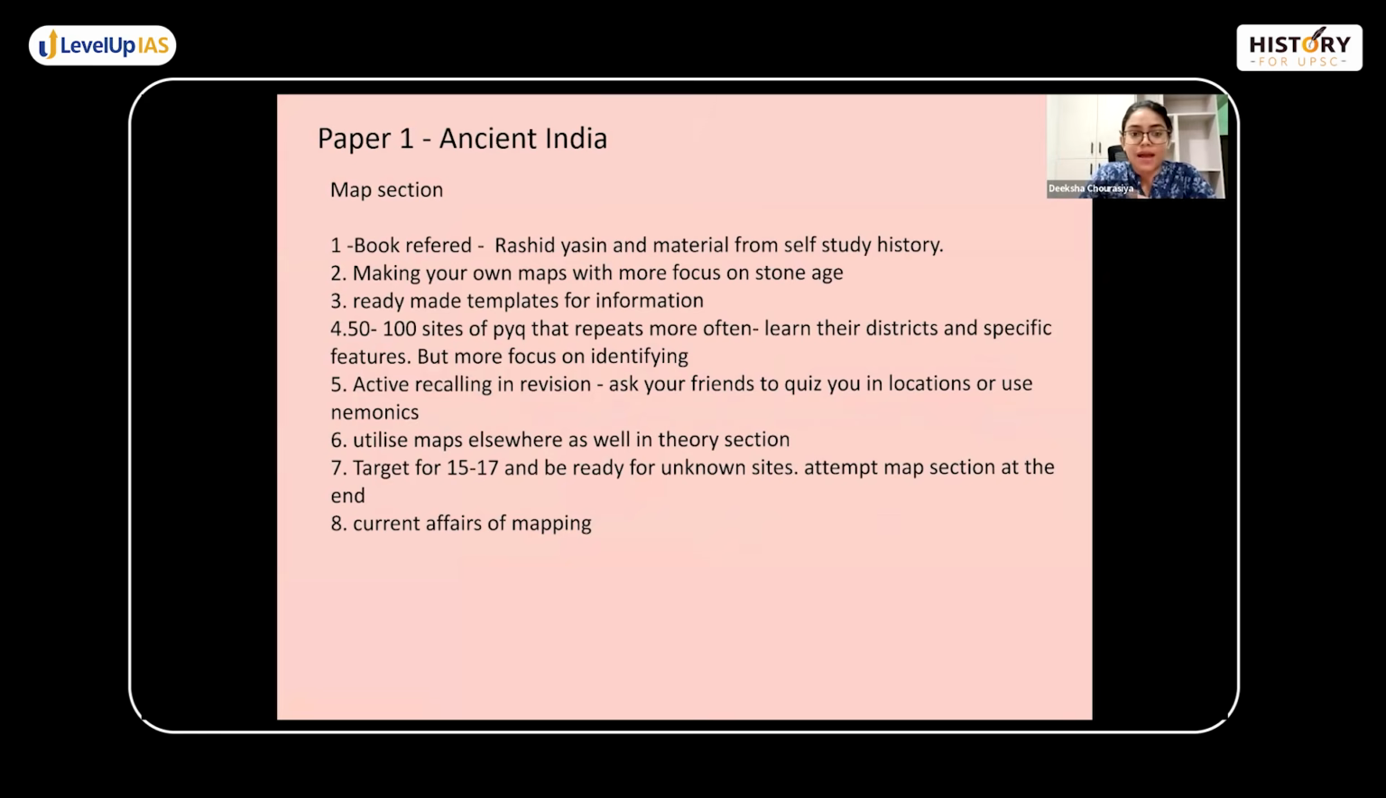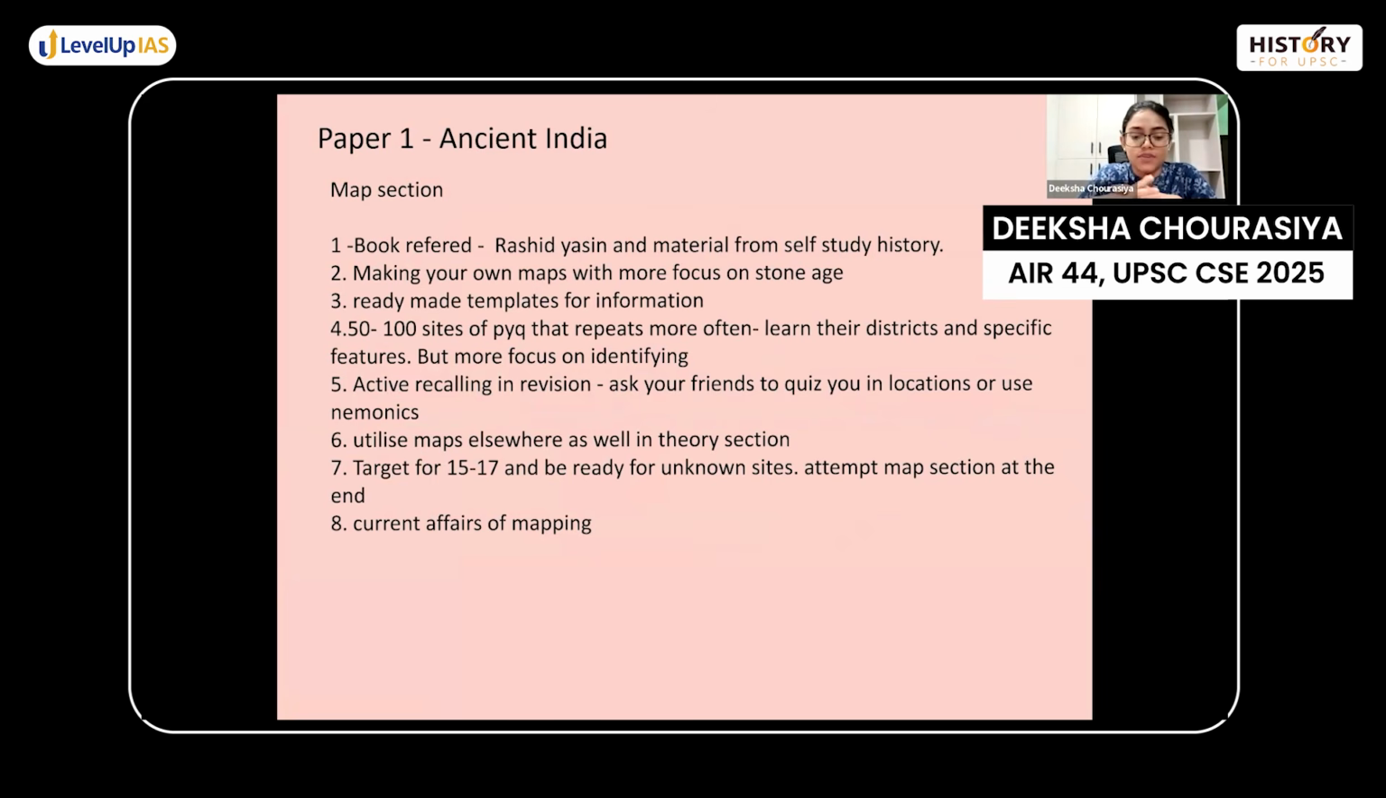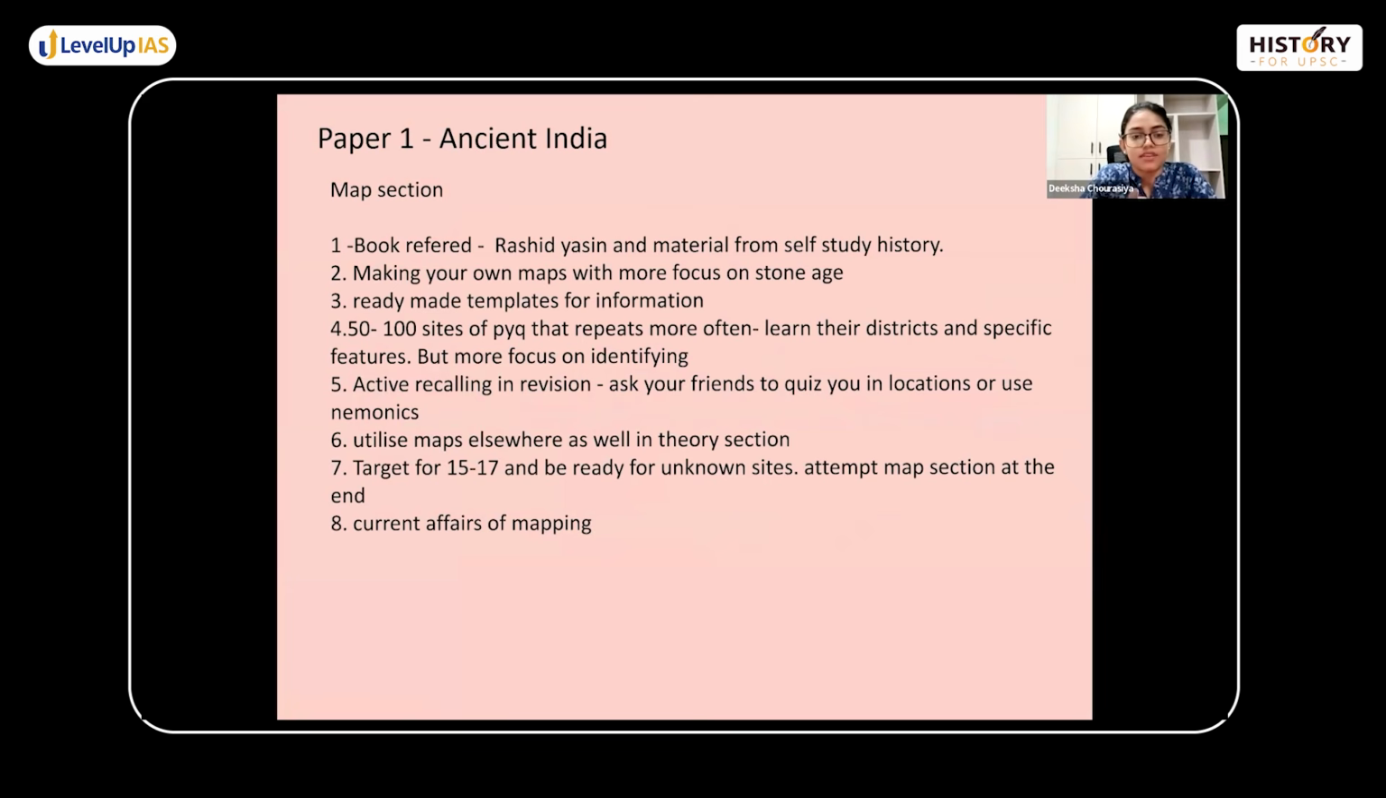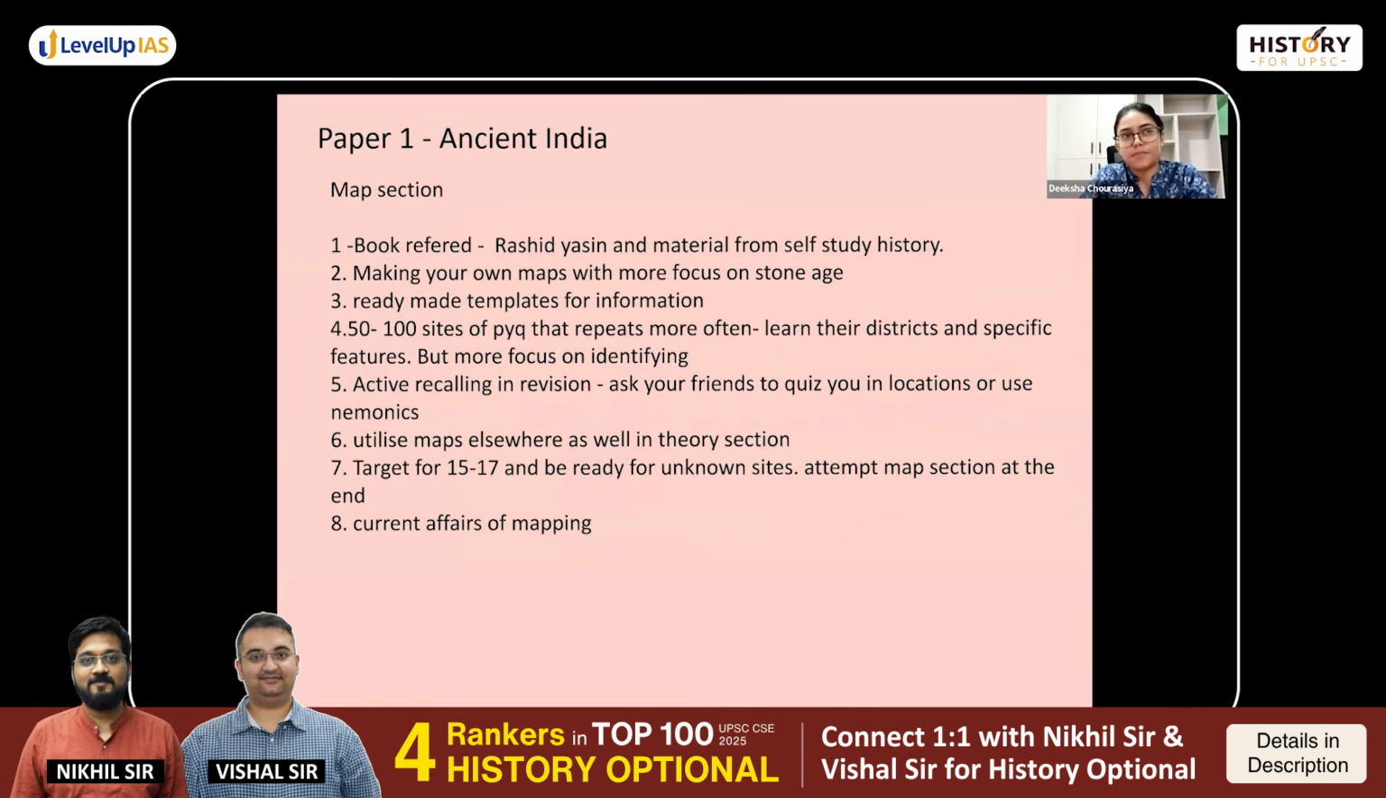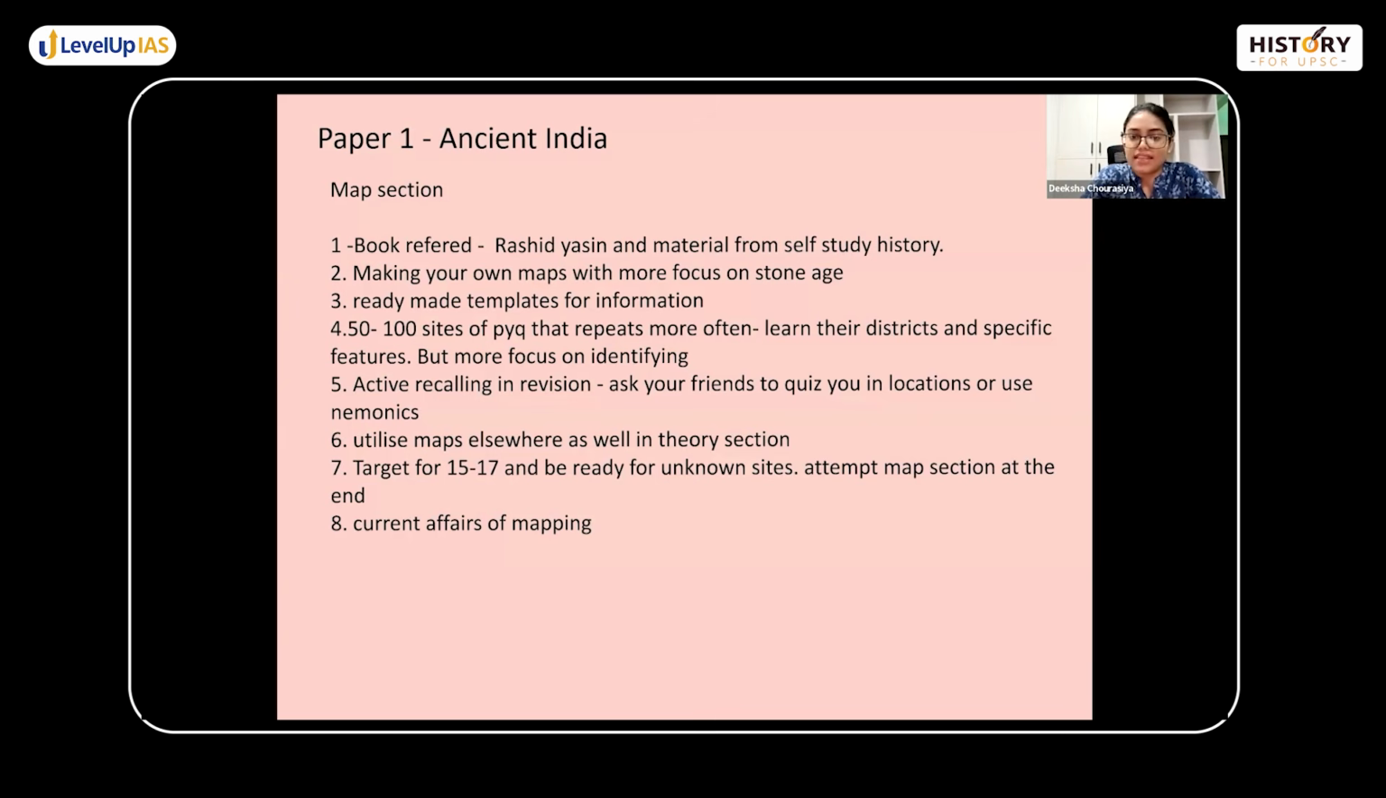So, starting with the map section, I think this is one of the most important sections. 50 marks determine a lot in the ranking. For the basic material, I referred to Rashid Yassin's book of maps. But now I think LevelUp has also introduced its own mapping book. So I think any of these books can really help you in making sure that you cover all the PYQs first.